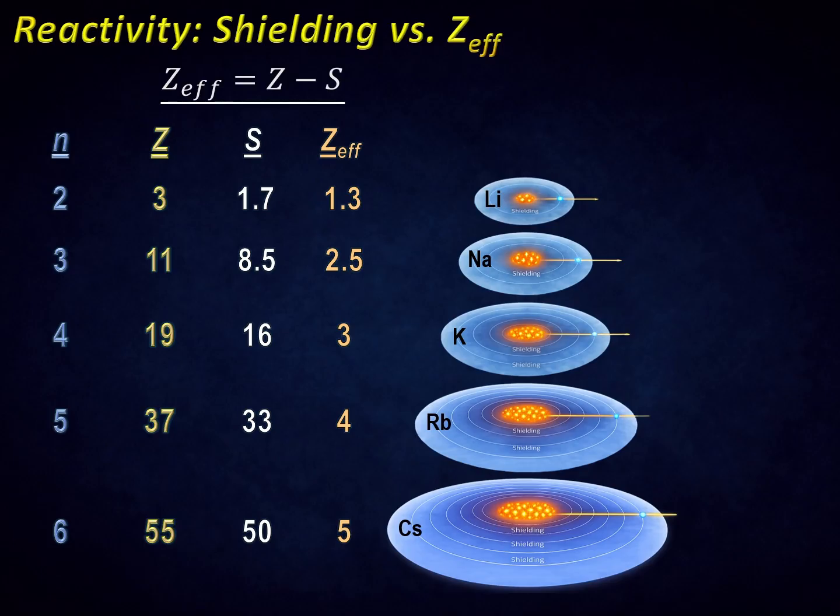Meanwhile, the distance separating the valence electron from the positive charge of the nucleus has increased so that the valence electron in cesium is roughly 2 to 3 times farther away from the nucleus than it is in lithium.